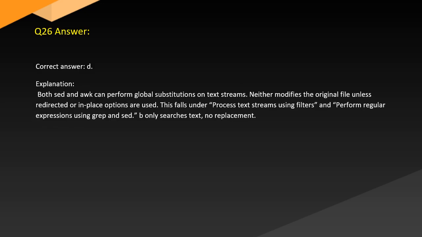Answer. Correct answer D. Explanation. Both sed and awk can perform global substitutions on text streams. Neither modifies the original file unless redirected or in-place options are used. This falls under process text streams using filters and perform regular expressions using grep and sed. B only searches text, no replacement.